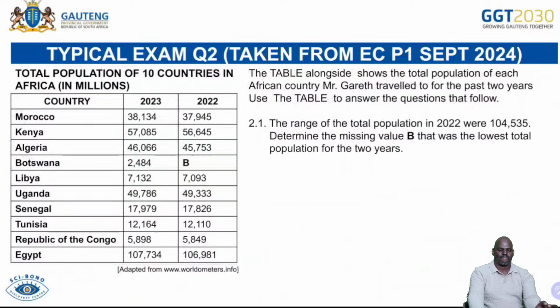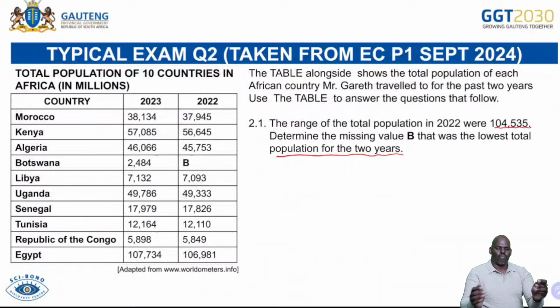Right, then the next question is: the table alongside shows the total population of each African country Mr. Gareth traveled to for the past 2 years, and the range of the total population in 2022 was 104,535. Determine the missing value B. That was the lowest total population for the 2 years.